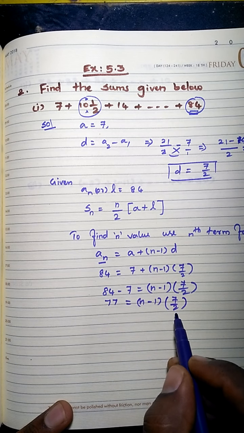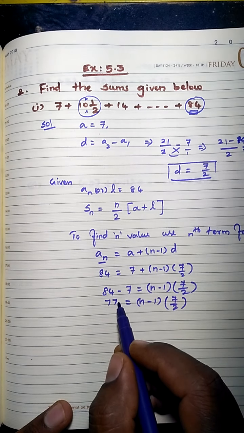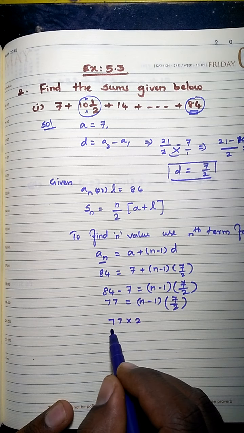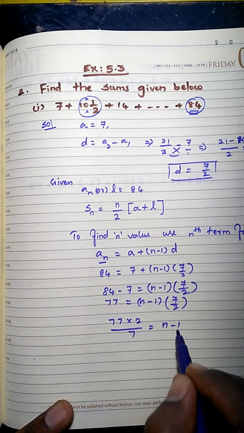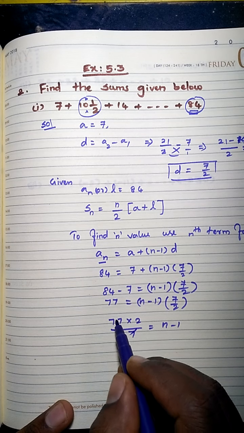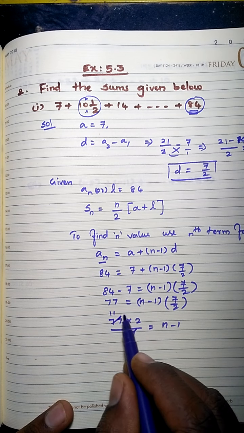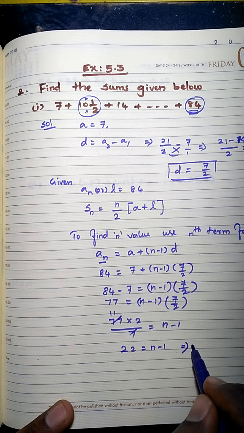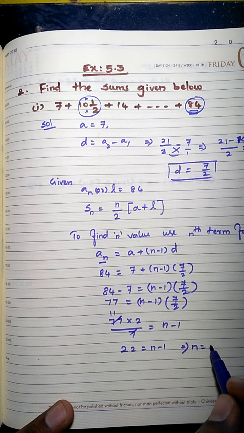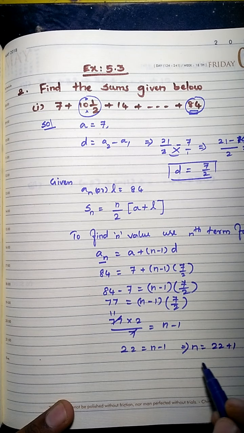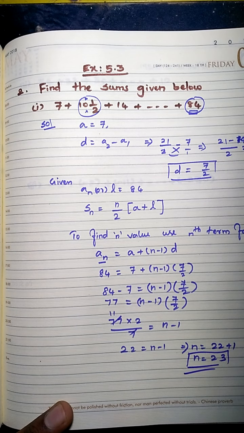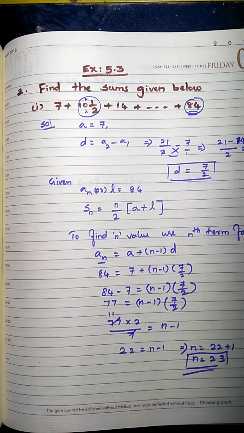Take them one by one to the opposite side: this division by 2 comes here as multiplication, and this 7 becomes division. So 77 into 2 by 7 equal to n minus 1. Let's cancel: 7 ones are 7, 7 elevens are 77. So 22 equal to n minus 1. Now n equal to, minus 1 goes to the opposite side as plus, so 22 plus 1, n equal to 23. That means the number of terms we got is 23.